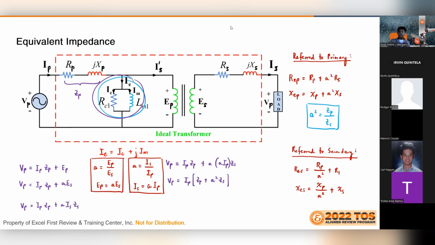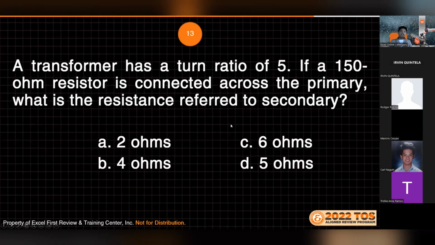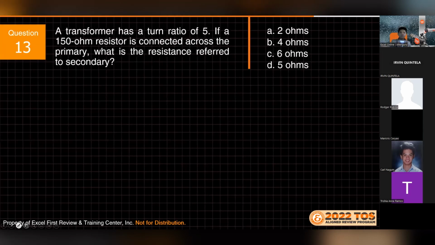Okay, so next to it is this. A transformer has a turns ratio of 5. If a 150 ohm resistor is connected across the primary, what is the resistance referred to the secondary? Okay, so isang transformer lang, isang resistance lang ang tinatanong dito, yung referral lang, no? Okay, so ilan kaya yon?